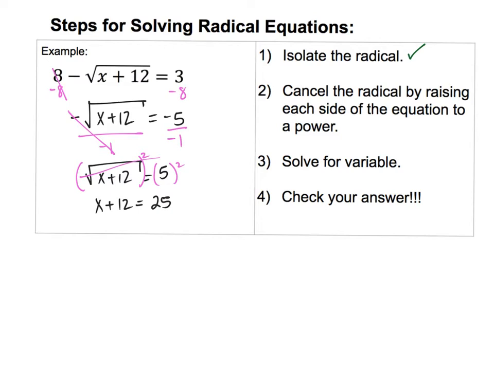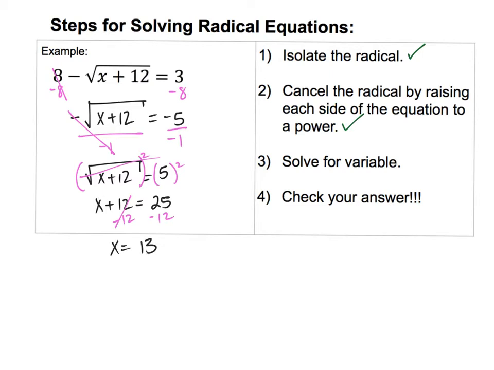So I've done step 2. Step 3 is to just solve for the variable. As you can see, x is almost by itself. I just need to move over this 12. So I'm going to subtract 12 over. So that cancels, and x is equal to 25 minus 12, which is 13.